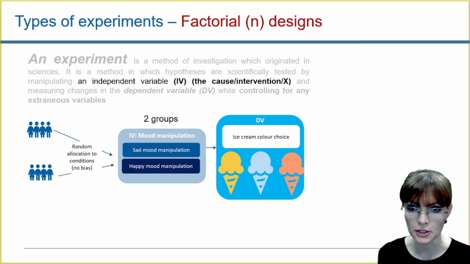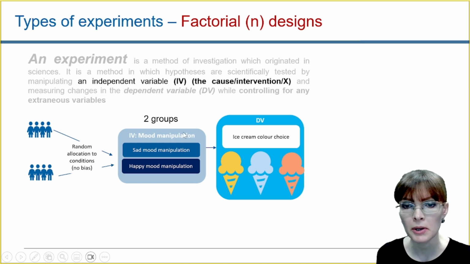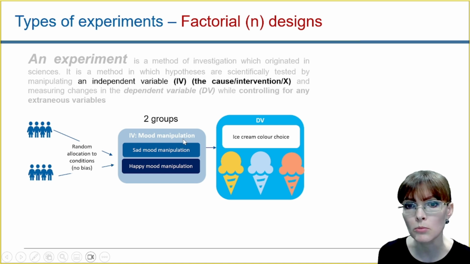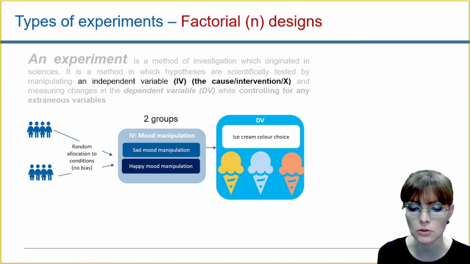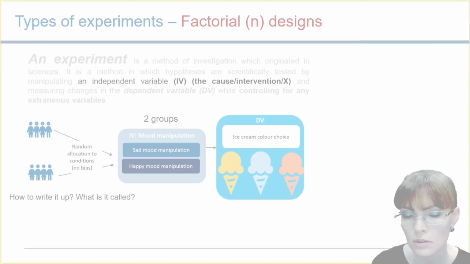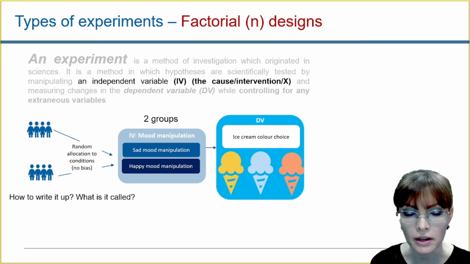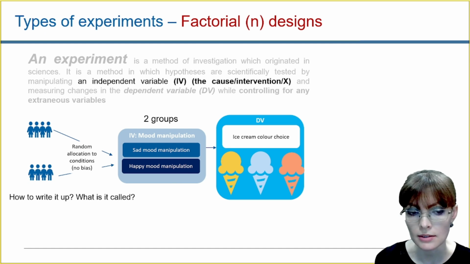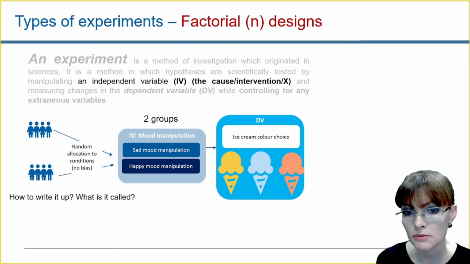Let's have a look first at a very simple experiment where we have only two levels of manipulations. And the independent variable I'm using here is mood manipulation. It goes back to the video that I made about what experiment is all about. How do we write out these results to explain to other people what it is that we've actually done? There are several rules that tell us how to do that, and they are very simple.